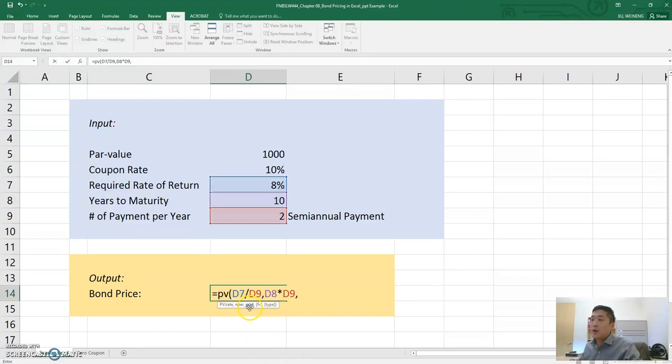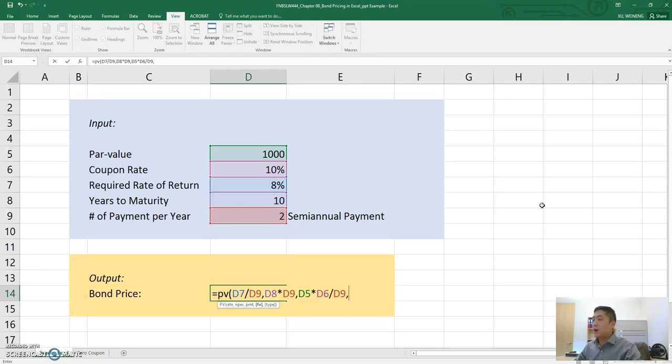The next one is the payment. That's the amount of payment that you're going to receive in each period. Now, this is related to the coupon rate. Like I said just now, every year you got to pay 10% out of your par value. So first you multiply your par value by 10%. However, remember that this is a semi-annual coupon bond, which means every time you got to pay half of this. So you need to divide this by 2, which is the number of payments per year. And then you hit comma again.